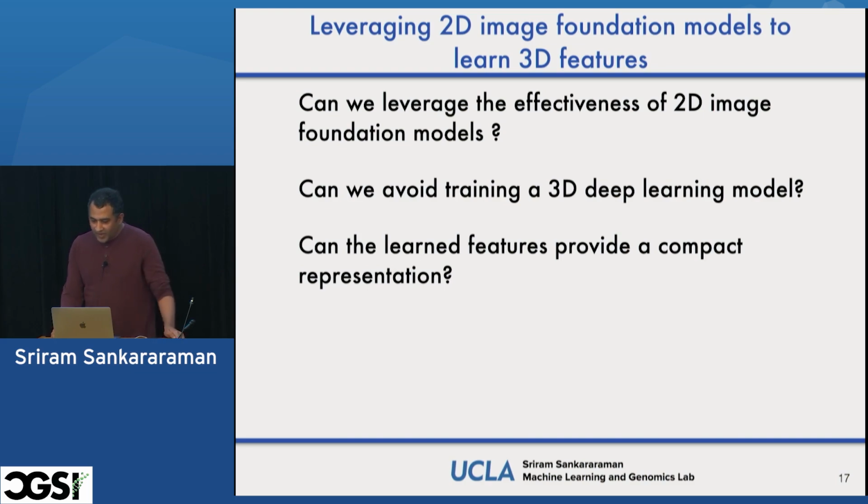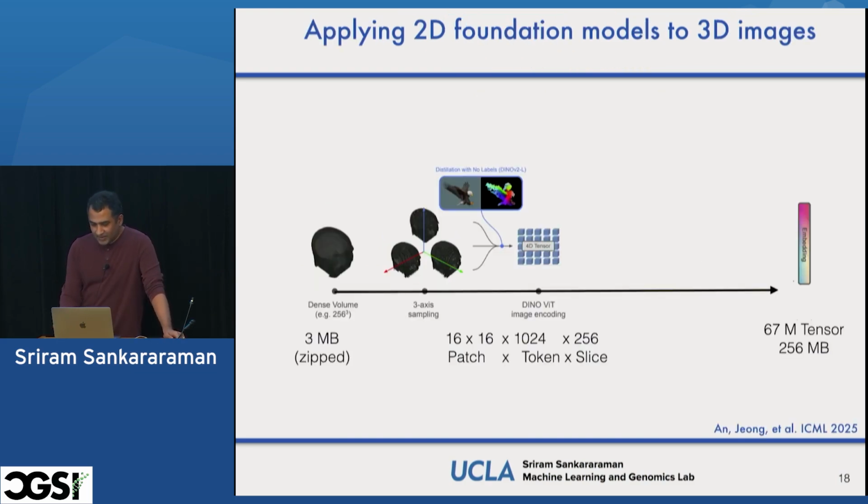So let's see how we might try to do this. Let's give a thought experiment. We have a 3D volume. One of the ways you can think of this is as a sequence of 2D images. And we can apply a 2D foundation model to each of those images in the sequence. And now you concatenate all of that, and that is the representation that we might want to deal with.